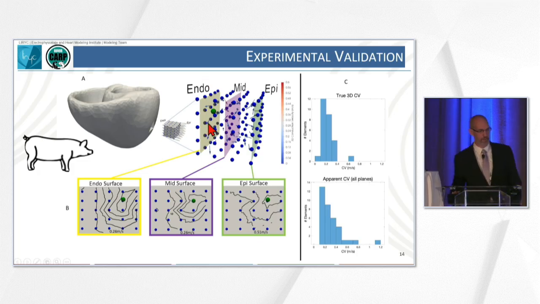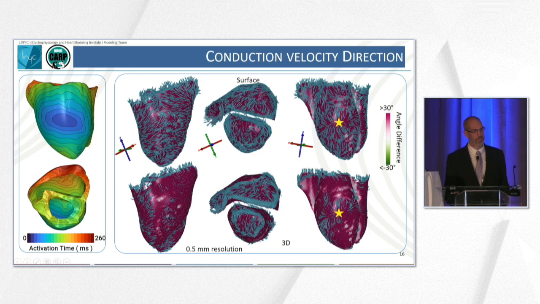We did this in pigs as well. We did pig experiments using plunge needles, putting them through the wall of a piece that's in the LV. And again, we noticed the same thing. The true conduction velocity, the 2D surface conduction velocities that were computed tended to be higher and would be spuriously larger than what was measured experimentally.